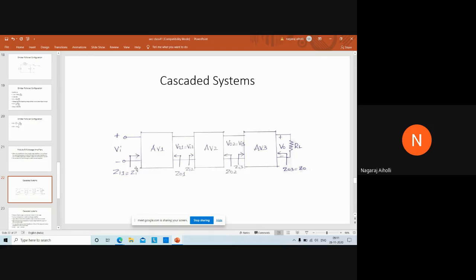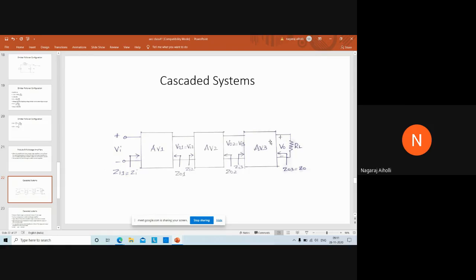The main input impedance is taken as Zi1. The output impedance of the first stage is Z01. Then the input impedance of the second stage is Zi2. The output of the second amplifier is V02, and it is applied as input to the third amplifier. The input of the third amplifier is Vi3. Therefore, V02 is equal to Vi3. The output impedance of the second amplifier is Z02, and the input impedance of the third stage is Zi3.